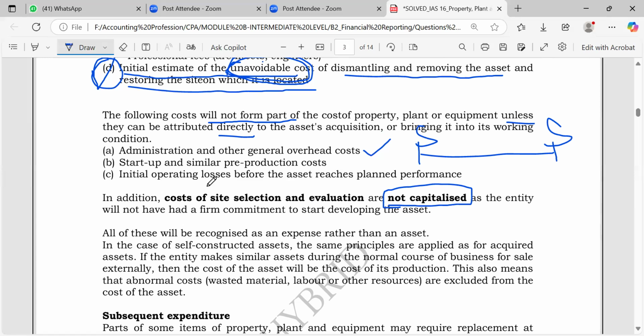Fine. That's what they say. The cost of site selection and evaluation will not be capitalized. The entity will not have had a firm commitment to start developing the asset. Obvious, right?